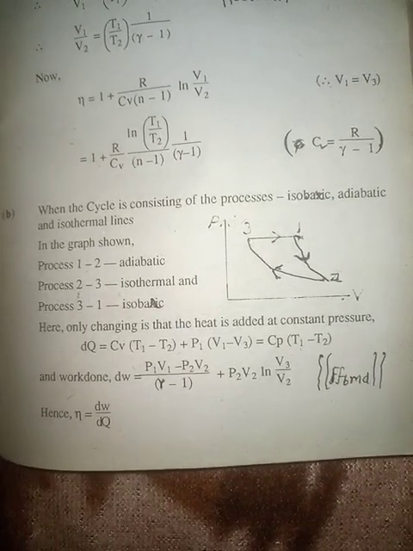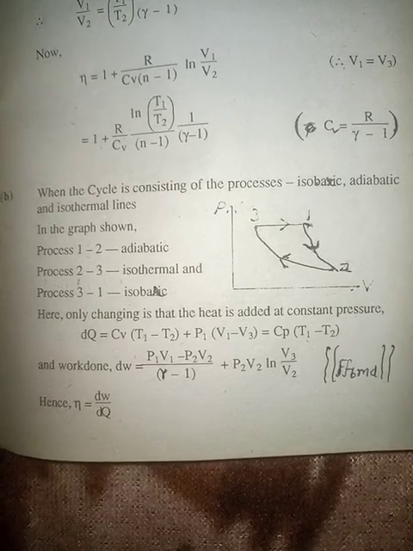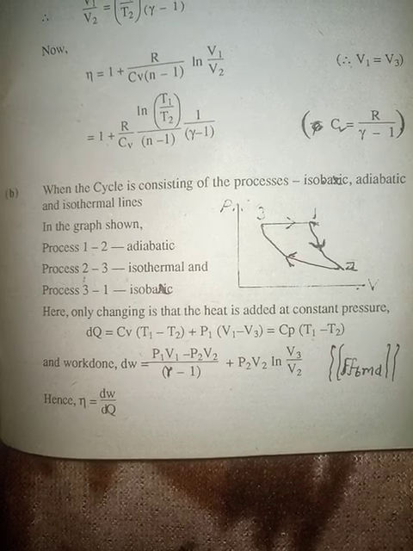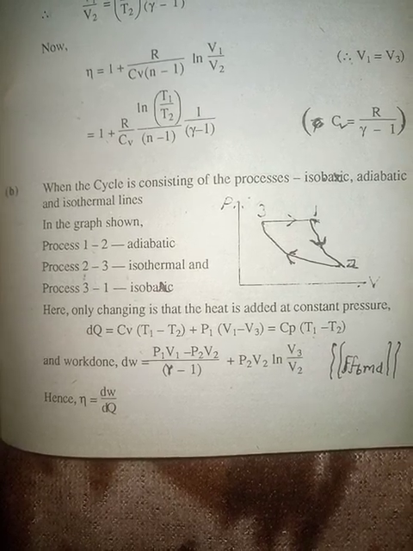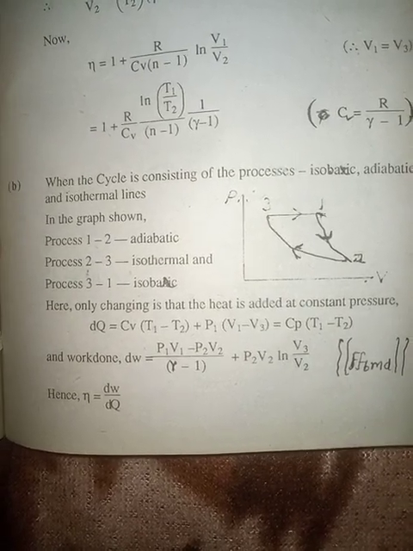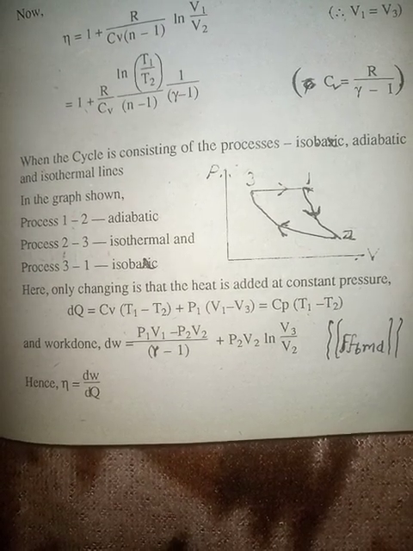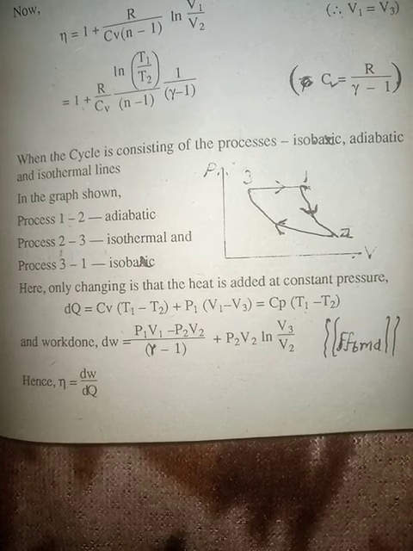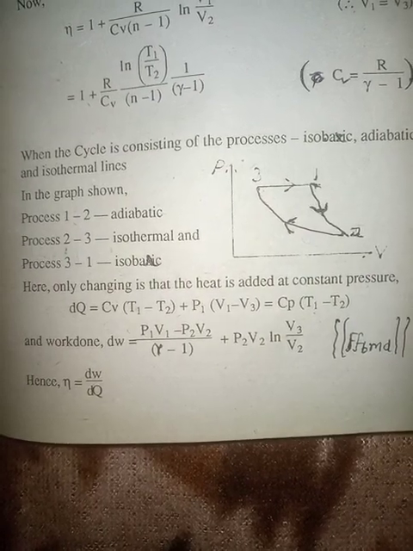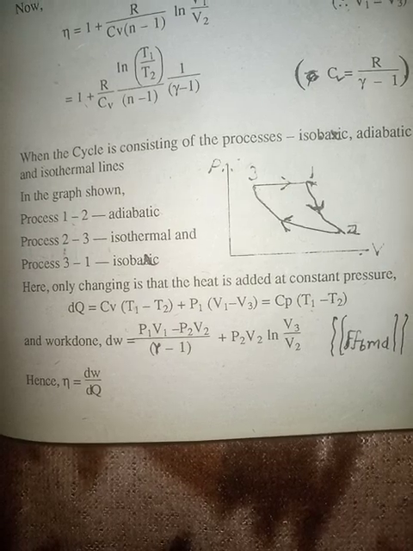B. When the cycle consists of isobaric, adiabatic, and isothermal processes, as shown in the graph, process 1 to 2 is adiabatic, 2 to 3 is isothermal, and process 3 to 1 is isobaric. Hence the only change is that the heat is added at constant pressure. dQ equals CV (T1 minus T2) plus P1 (V1 minus V3), equal to Cp (T1 minus T2), and the work done dW is (P1 V1 minus P2 V2) by (gamma minus 1) plus P2 V2 log V3 by V2.